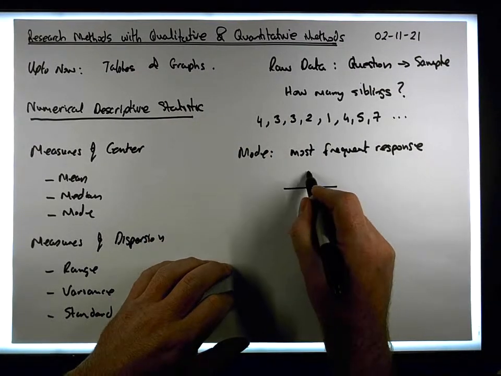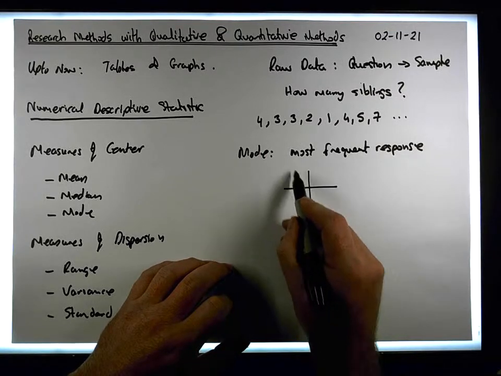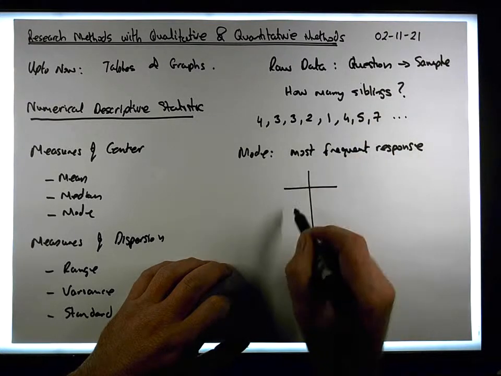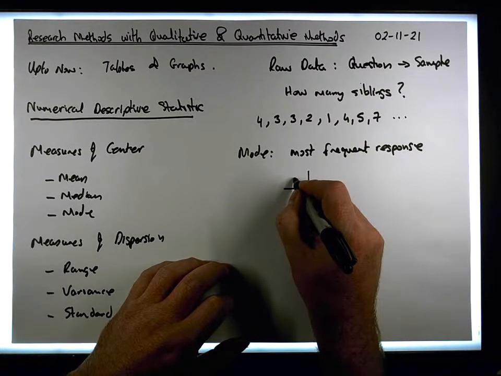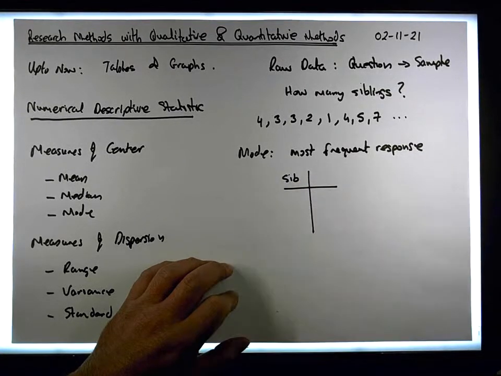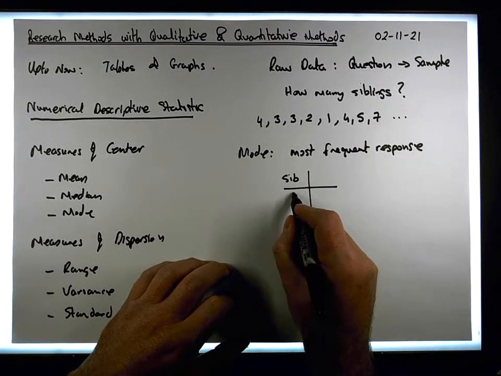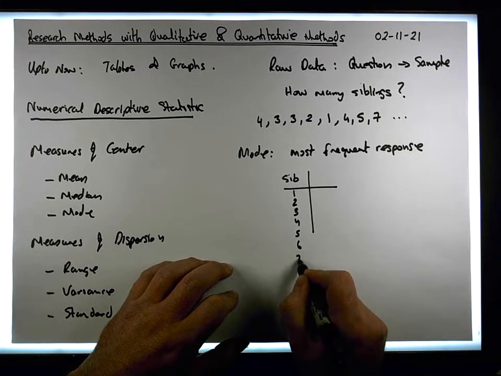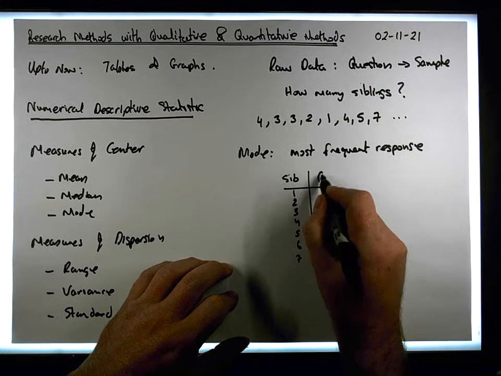Okay, so frequency distribution. I have my observations going down this column and our frequencies going down here. The possible numbers of siblings are down here. So let's say X is siblings, the number of sibs. So you have either 1, 2, 3, 4, 5, 6, and 7. And down this column here are our frequencies.